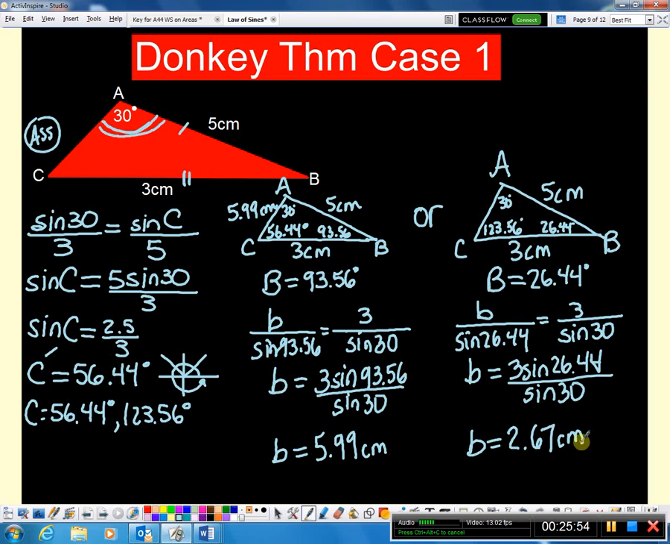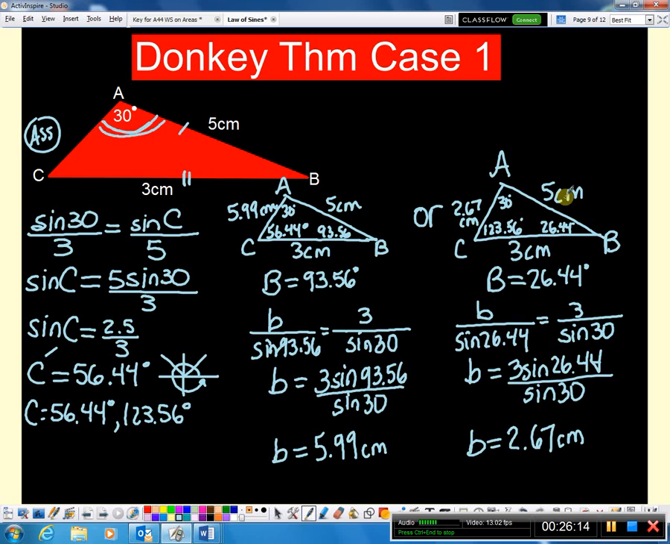I'm going to put it on the picture so I can compare. Now, in this second triangle, 26 is the smallest angle, 2.67 is the smallest side, 30 and 3 are medium, 123 and 5 are large. So you know what? Both choices work. So you have to show both choices.